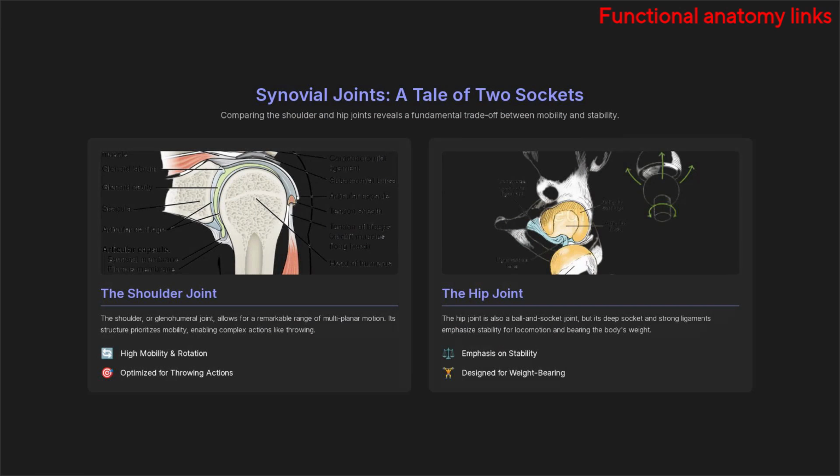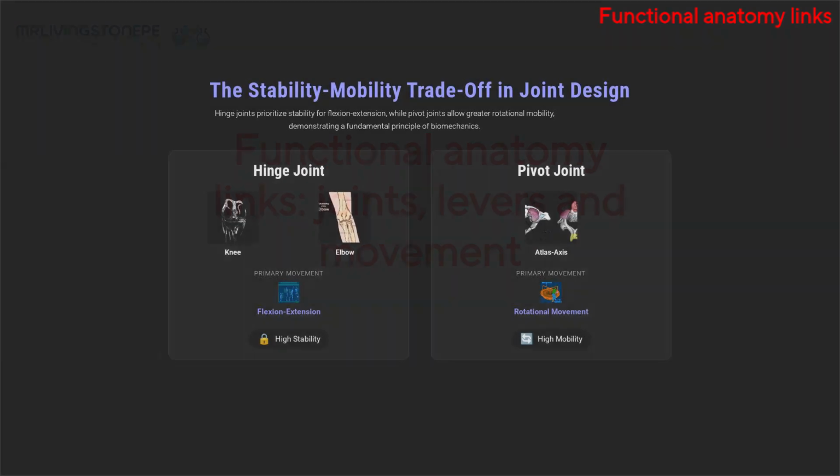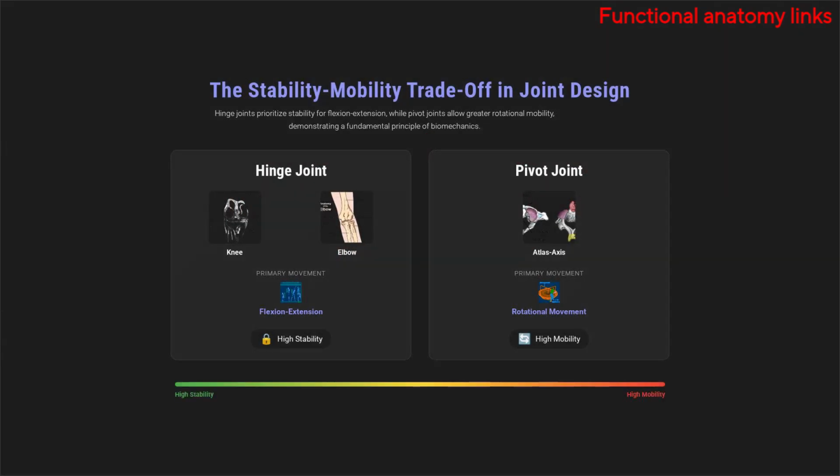Ball and socket joints like the shoulder and hip allow multiplanar motion, with the shoulder prioritizing mobility for throwing actions, while the hip emphasizes stability for weight bearing. Hinge joints such as the knee and elbow permit flexion-extension movements, and pivot joints like the atlas-axis enable rotational movements, demonstrating the fundamental stability-mobility trade-off in joint design.